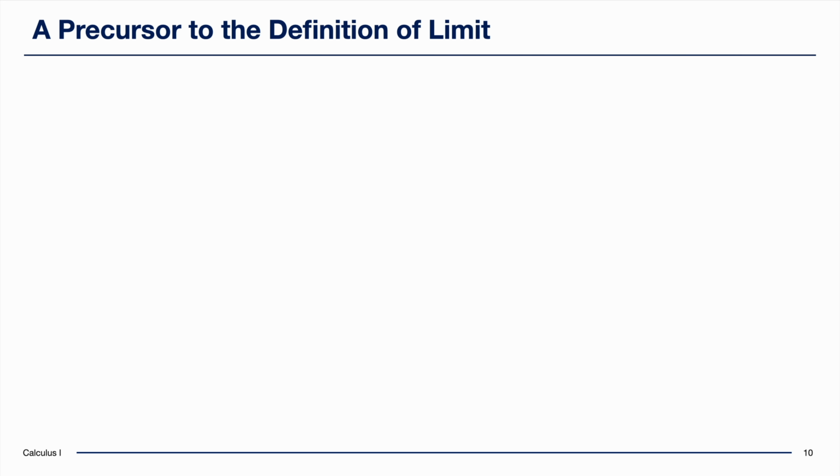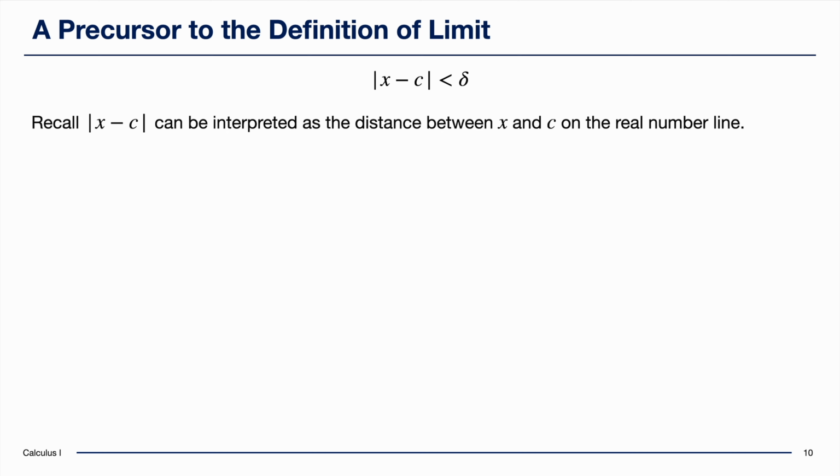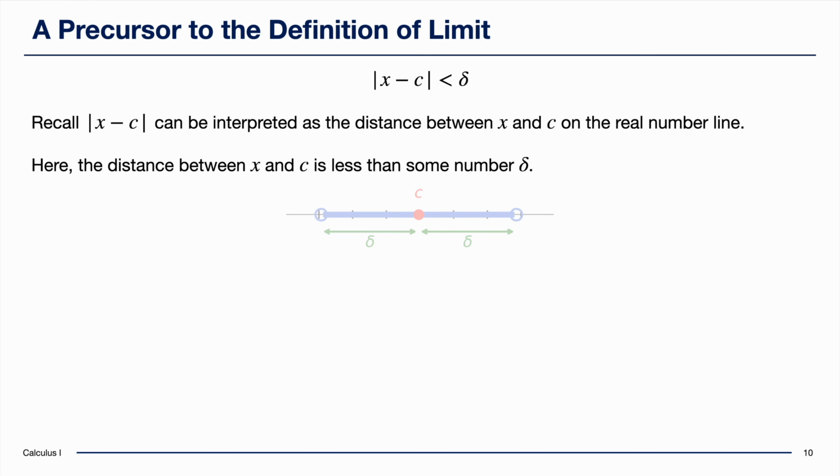Now let me give a precursor to the definition of limit. Consider the absolute value of x minus c is less than delta. Recall that the absolute value of x minus c can be interpreted as the distance between x and c on the real number line. So here, what we're really saying is the distance between x and c is less than some number delta. So it looks something like this, where we have an open interval centered around some number c. Here, x can be any value from c minus delta all the way to c plus delta, and those numbers will satisfy the inequality. Again, try to look at this and convince yourself that this is true.